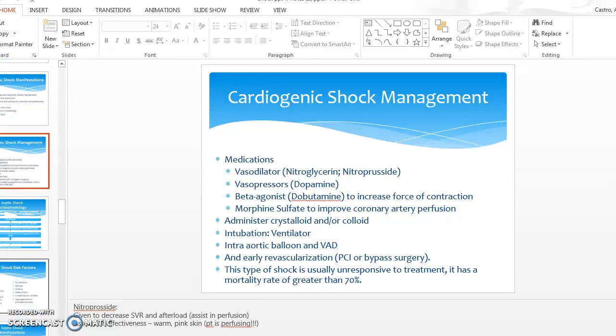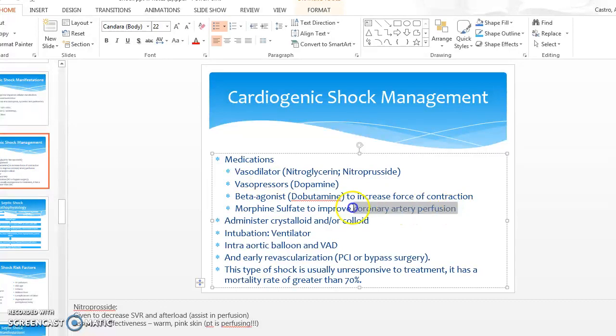So management of this is all focused around supporting the heart. So we use vasodilators, smooth muscle relaxation. Vasopressors to help increase the contractility of the heart and force of contraction.